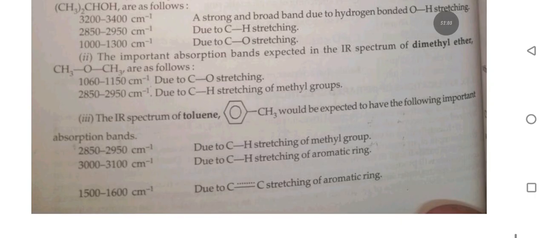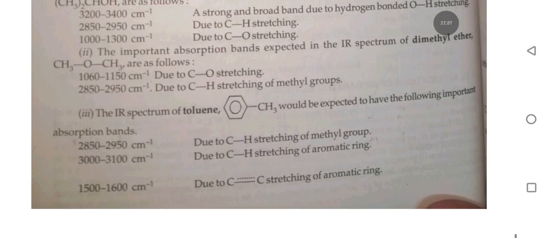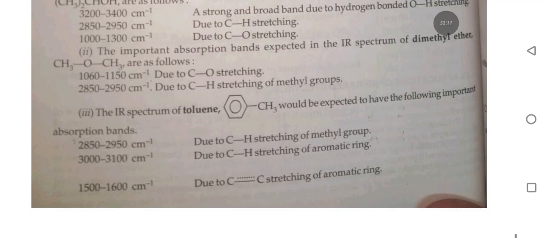The important absorption bands expected in the IR spectra of dimethyl ether: 1060 to 1150 cm inverse due to CO stretching. 2850 to 2950 cm inverse due to CH stretching of methyl group.